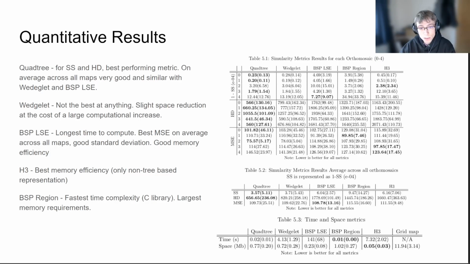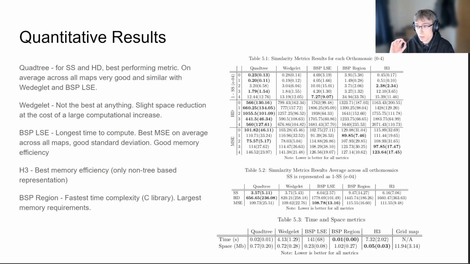To evaluate these representations, we use 3 different metrics. We use structural similarity, Hamming distance, and mean squared error. Structural similarity and Hamming distance try to mimic the way a human eye would measure the similarity between 2 images. And for these 2 metrics, the quad tree is best for every single map type. However, when we look at mean squared error, which is a pixel by pixel comparison of how accurate the representations are, we can start to see more interesting results.